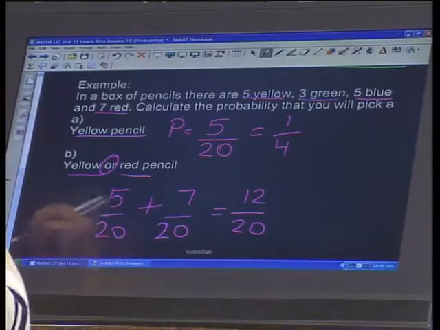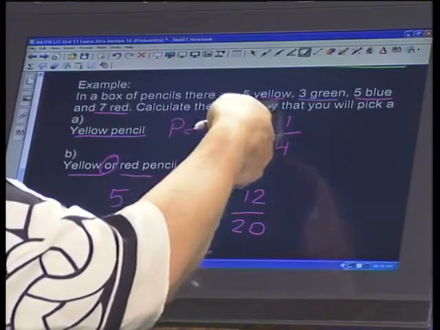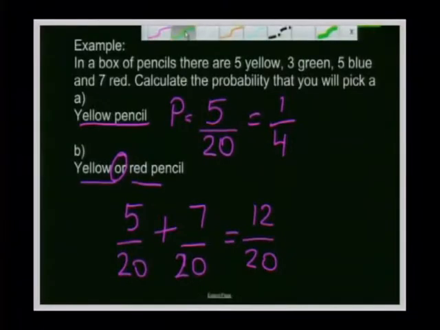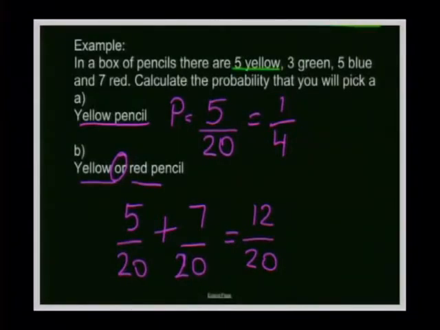Now, just in case you've forgotten that OR is add, let's just go through the question again, and I'm looking for a yellow or red pencil. So I'm going to just delete those, and let's use a different color. So I've got 5 yellow pencils, and I've got 7 red pencils. So in total, out of all the pencils that I've got, there are actually 12 that would fit my event, my criteria, and out of the total possible 20 pencils.